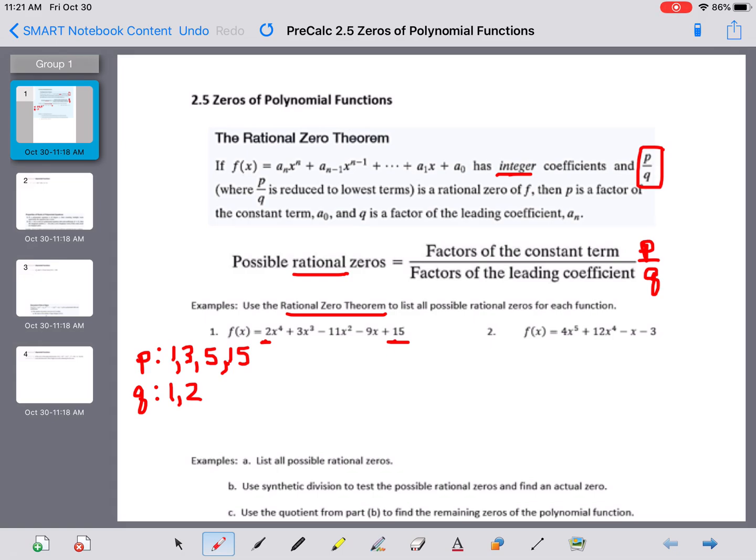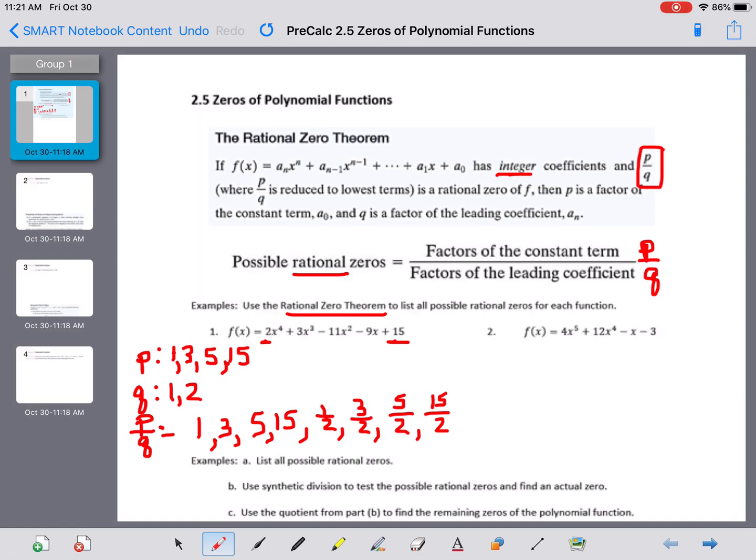To find my possible zeros, I want every factor of my constant term over every factor of my leading coefficient. So I'm going to start off with my 1 over my 1. That's just 1. 3 over 1 is 3. 5 over 1 is 5. 15 over 1 is 15. Now I'm going to put everything over the second one, the 2. So 1 over 2 is 1/2. 3 over 2 is 3/2. 5 over 2 is 5/2. And 15 over 2 is 15/2. None of those are the same, so those are all distinct.